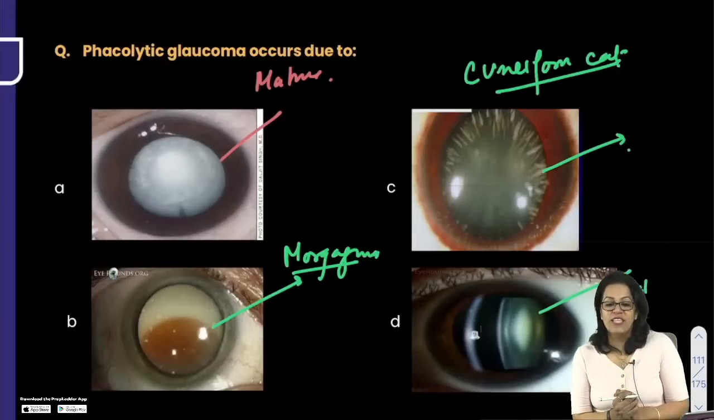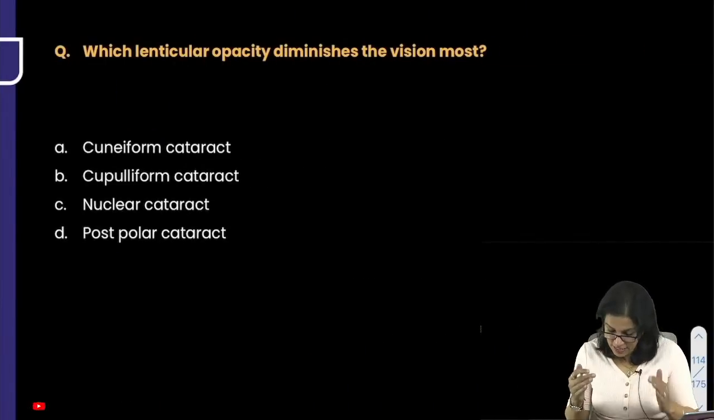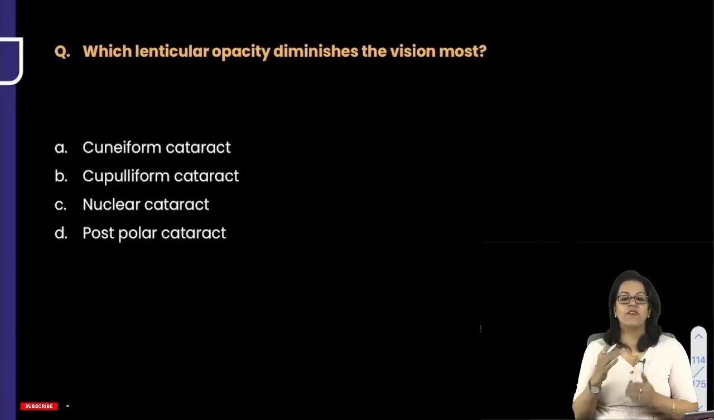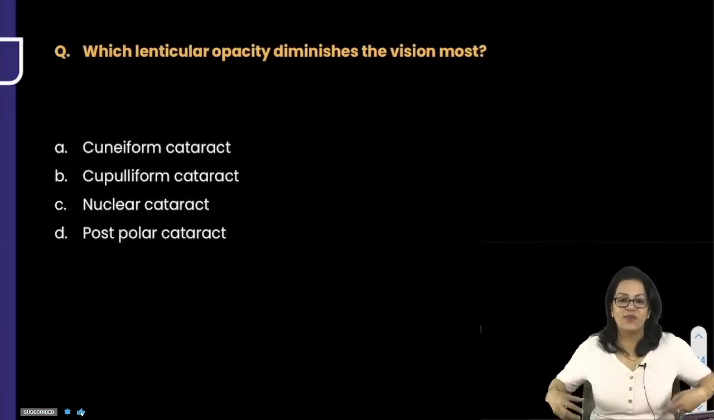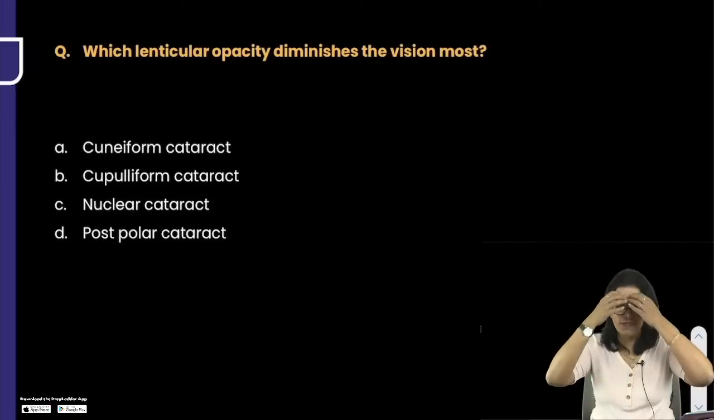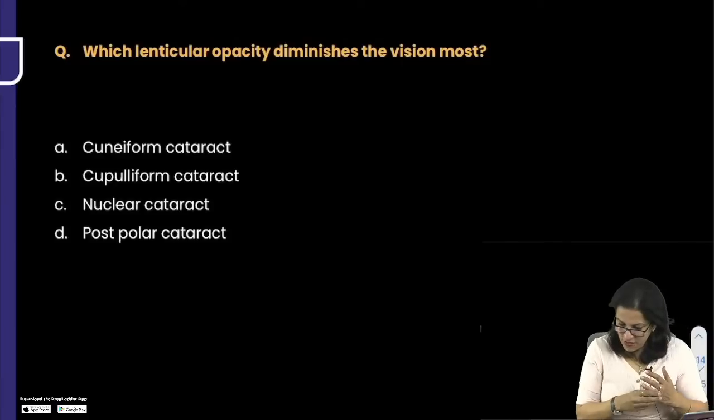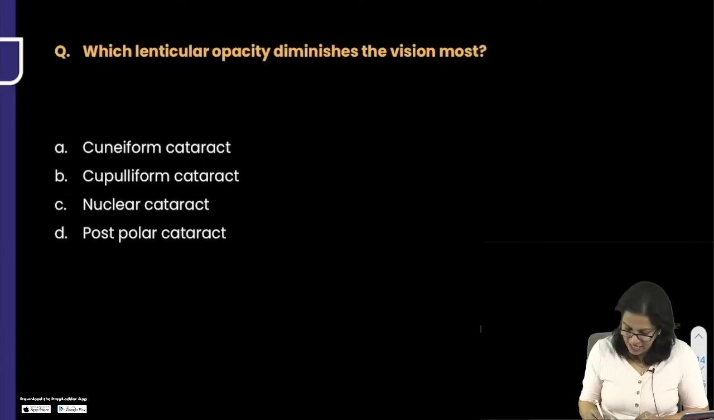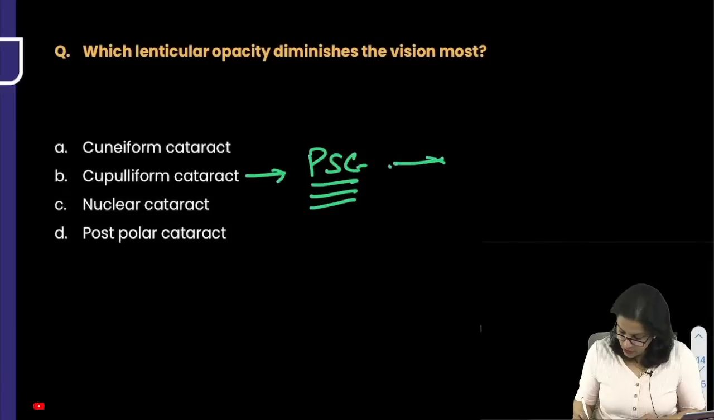Okay. Then after this, what is the next question? Chalo, batao. Which lenticular opacity diminishes the vision most? What will you answer now? This is again a very simple question. All those heavy topics are over. Retina, neuro-ophthalmology, glaucoma. Now, answer me this one. Which lenticular opacity diminishes the vision most? Can you tell me? It is PSC. Cupuliform cataracts are nothing but posterior subcapsular cataracts. Okay. So, this causes maximum diminution of vision.